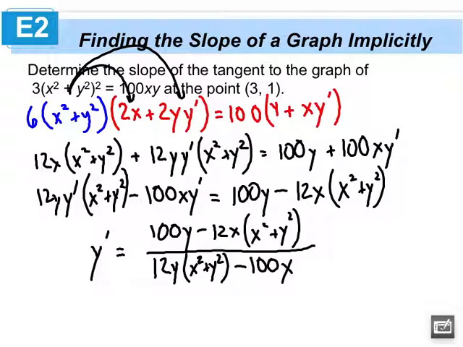You know what would make this funner? The second derivative. Second derivative, let's do it! Nah, just kidding, I don't wanna do that.